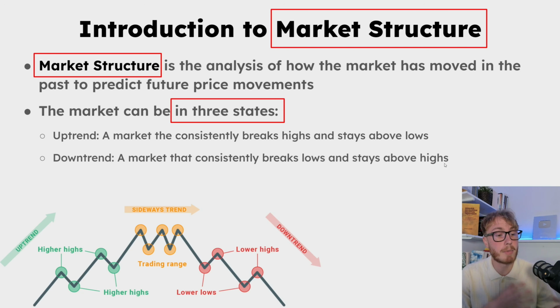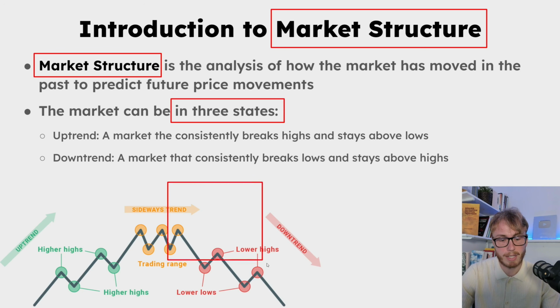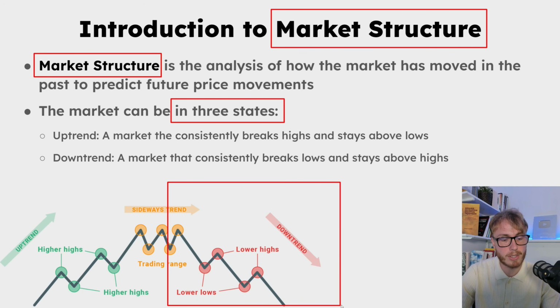The next state the market can be in is a downtrend. And this is basically the opposite of the uptrend. So in order to have a downtrend, the market needs to consistently break to lower lows while at the same time staying below the highs. So right here, we have an example of a downtrend. As you can see, this market prints consecutive lower highs, while at the same time printing consecutive lower lows.